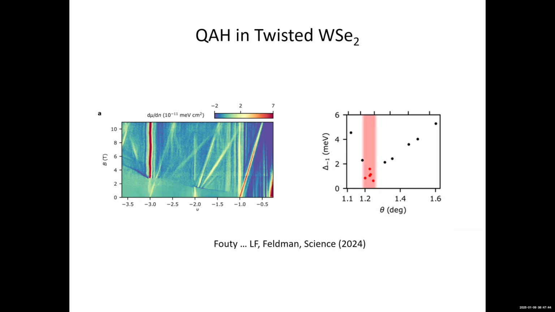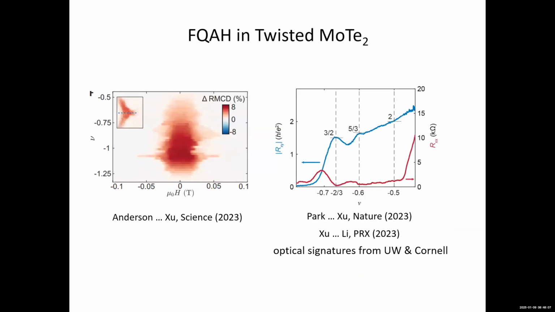And here what's shown is the gap at zero magnetic field as a function of the twist angle. So these are local compressibility measurements. One can scan different regions of the device, and the different regions have different twist angles. So you see this Chern insulator state only occurs at a very small twist angle range, close to the magic angle.